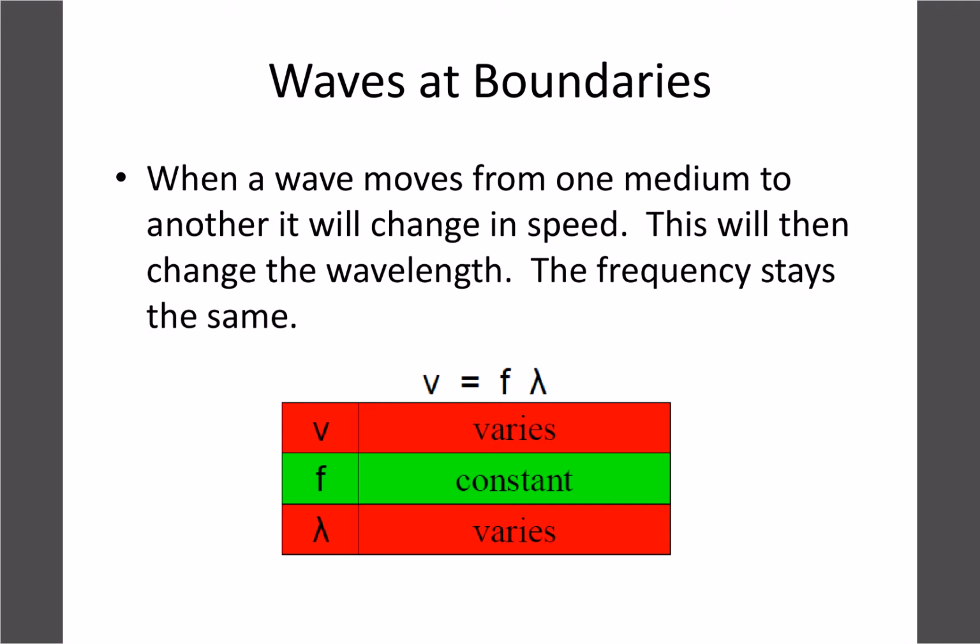So what we're going to look at now is what happens when waves hit boundaries, or they change from one medium to the other. We already said the speed depends on the medium, so that means the actual wave is going to change. If the speed changes, that means the wavelength is going to change. The frequency, or what causes the wave, doesn't change.